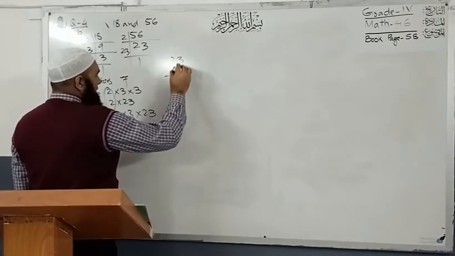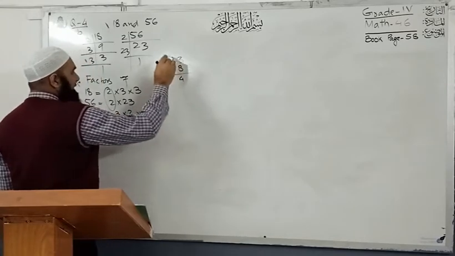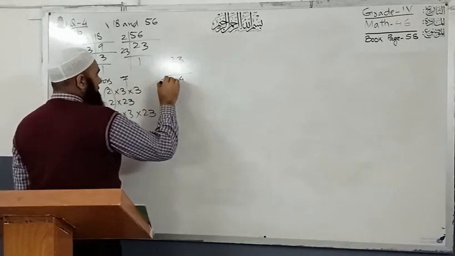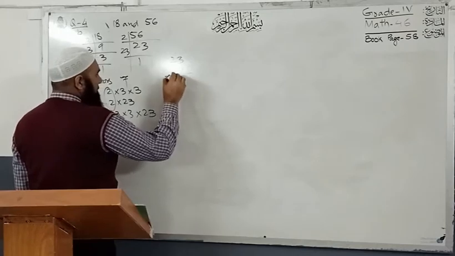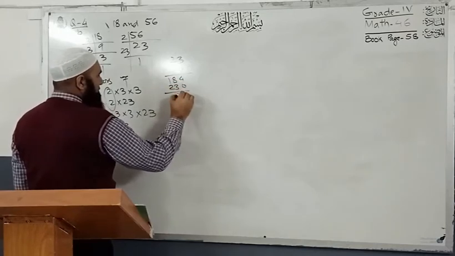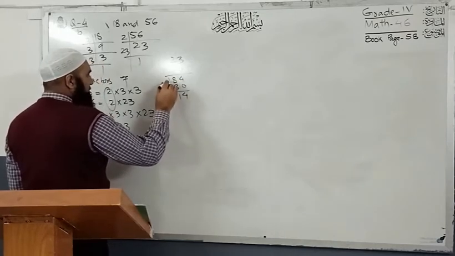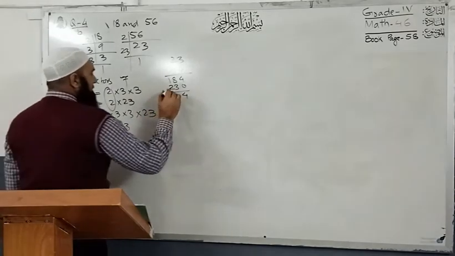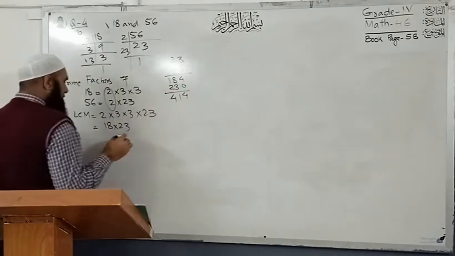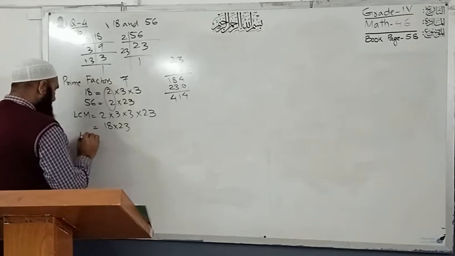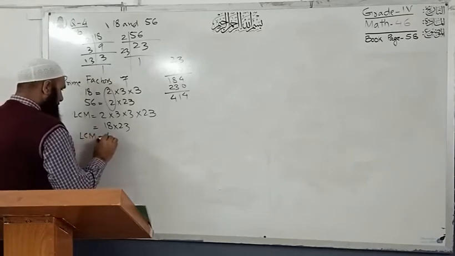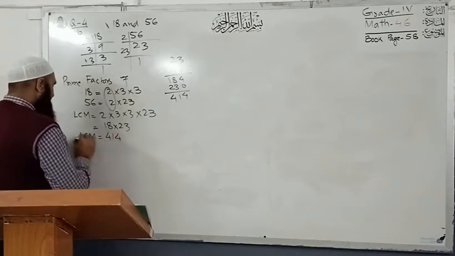8 multiply 3 is 24, 2 carry 4; 8 multiply 3 is 24, 4 carry 2, and 2 plus 1 is 3... we got 414. LCM is equal to 414.